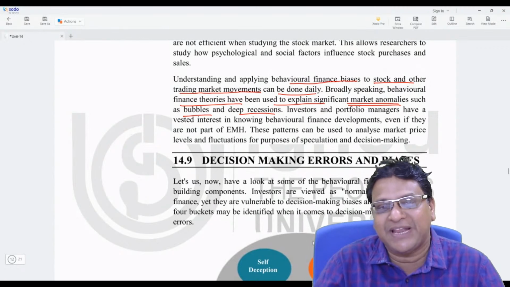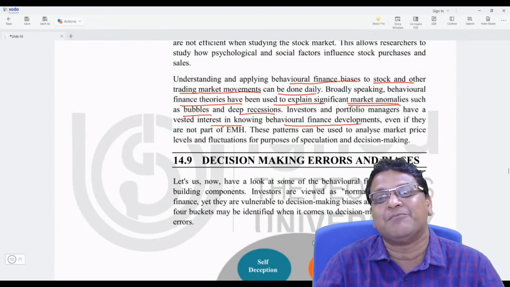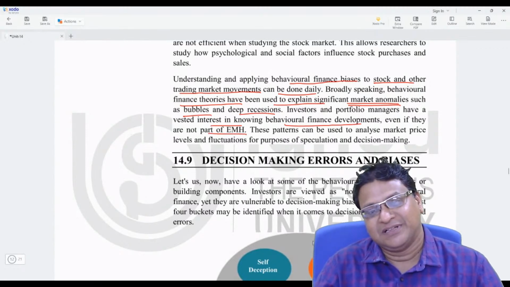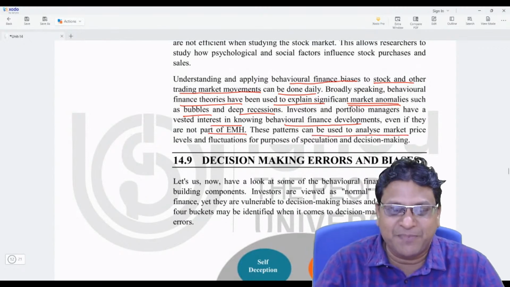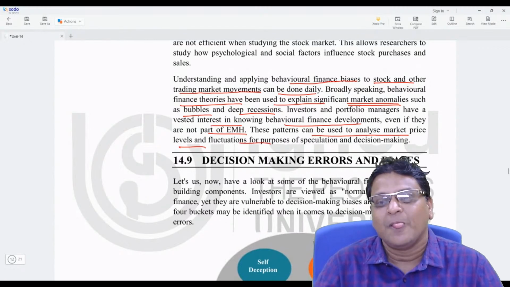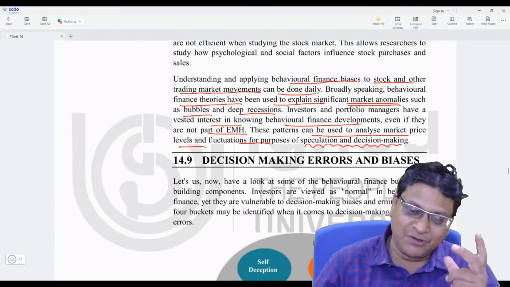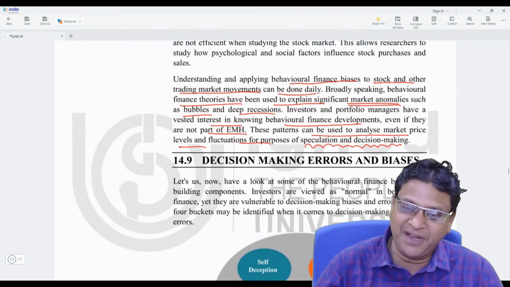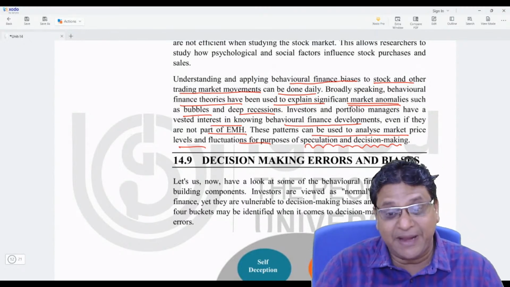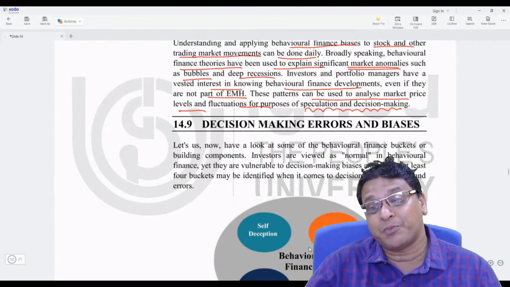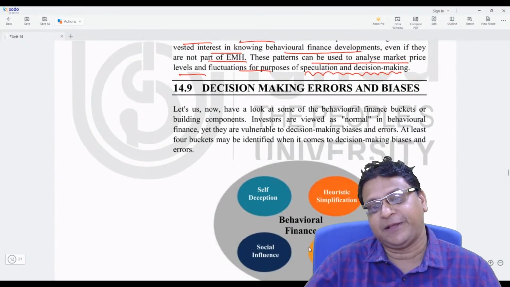Investors and portfolio managers have a vested interest in knowing behavioral financial developments, even if they are not a part of EMH. These patterns can be used to analyze market price levels and fluctuation for the purpose of speculation and decision making. So speculators are also using behavioral finance for speculative activity. Investors are using behavioral finance for the purpose of investment decision making.